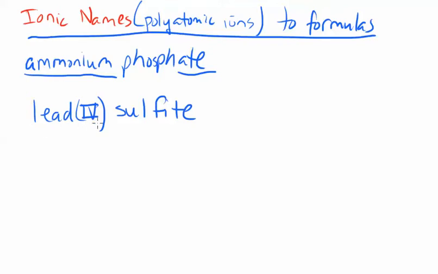So here's our positive ion. Sulfite is our negative ion. And it ends in ITE. So it's going to be a polyatomic ion. So you look, lead, the symbol for lead is Pb. The Roman numeral 4 means it's plus 4. Sulfite, you look on your table of polyatomic ions, and sulfite has a formula of SO3, and the charge is negative 2.